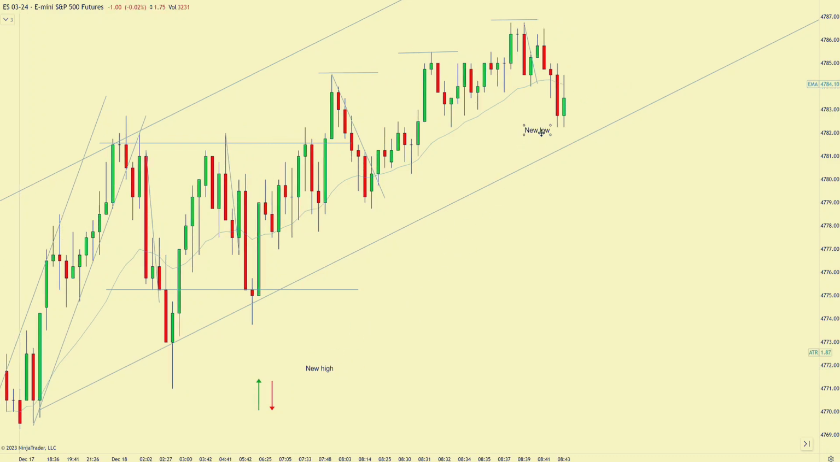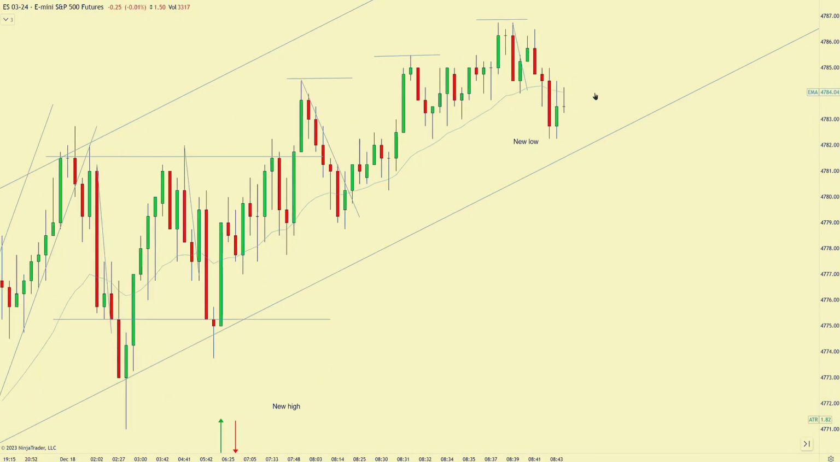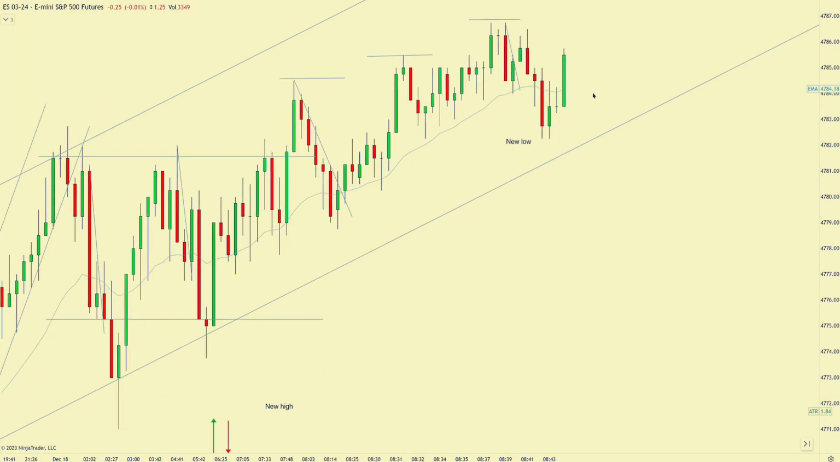We have a second entry long, but it's below the EMA. I cannot go long below the EMA. There's a big tail at the top. It didn't even trigger, but we're breaking above the EMA. This is good. This is confirming the bullish trend. So what's going through my mind?